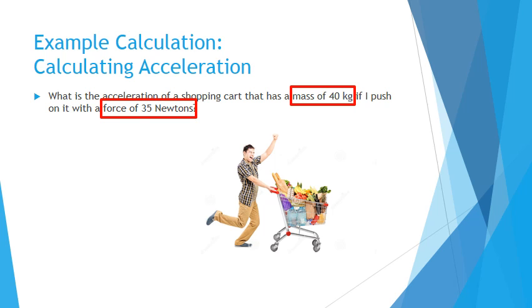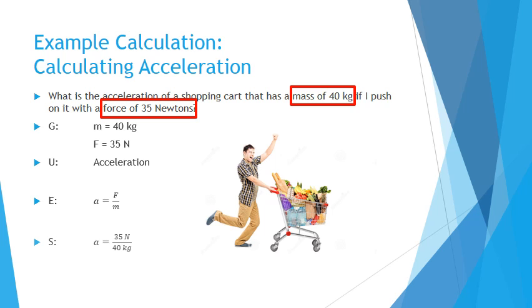Let's start by writing out our given information. I've already highlighted it, so it's simple to write the mass is 40 kilograms and the force applied to the shopping cart is 35 newtons. The unknown in this problem is the acceleration. Our new equation that we're learning about is Newton's second law. It tells us acceleration equals force divided by mass.